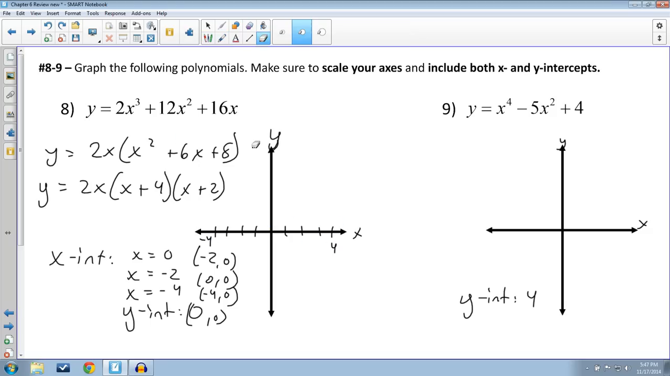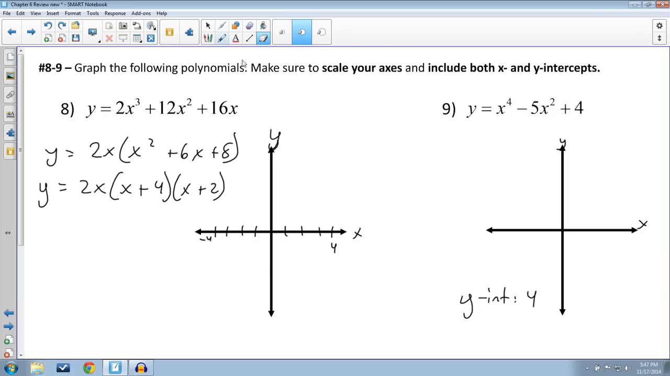Okay, and let's go ahead and graph this. I already know my values. You should know them too. So our y-intercept was 0. We had negative 2 and negative 4. The behavior of this guy is such that it starts from the bottom. It's going to cross through, multiplicity of 1. Going to hit here, go back down, and go back up. There you go. There's your graph. Y equals 2x cubed plus 12x squared plus 16x.